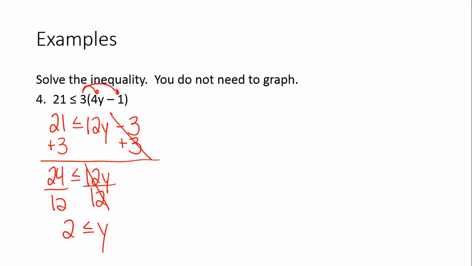But remember that we want to write our inequality with the variable on the left. So we rewrite it by flipping everything around, including the symbol. Now instead of 2 is less than or equal to y, we have y is greater than or equal to 2.